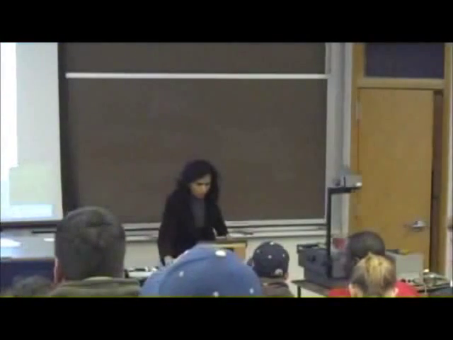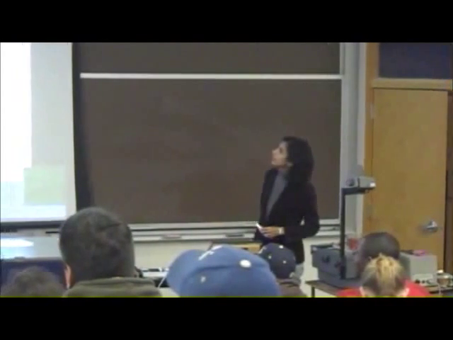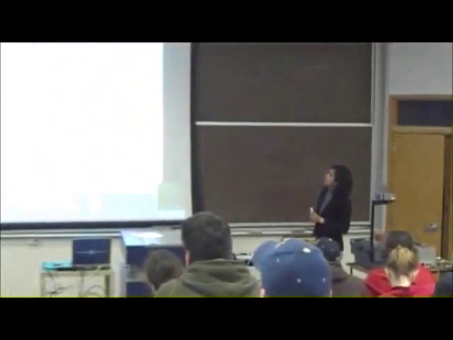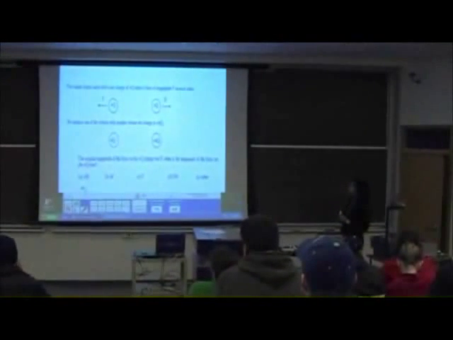Let's see if we have any more questions here. Okay, try a couple more. It says, two small objects, each with a net charge of plus q, exert a force of magnitude F on each other.